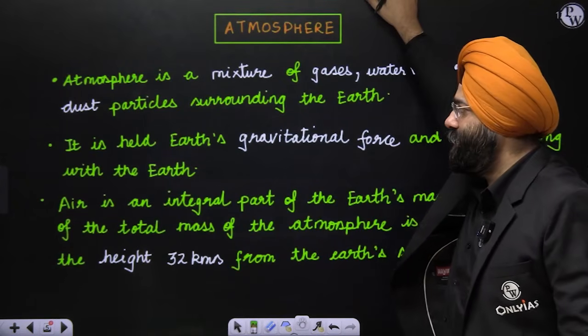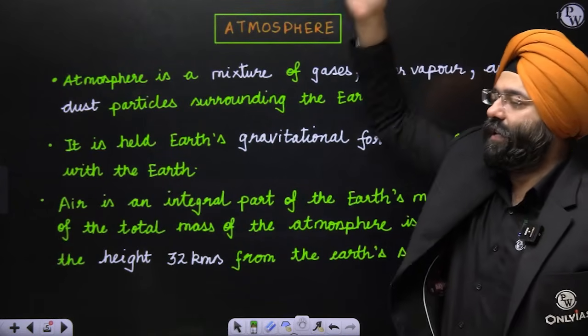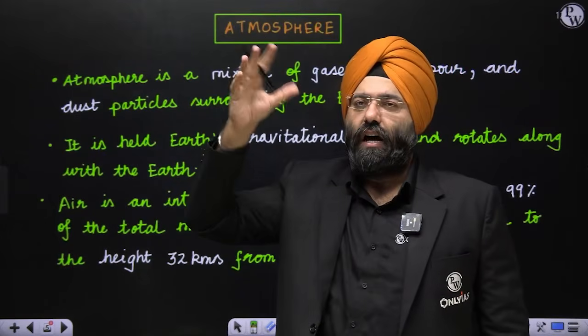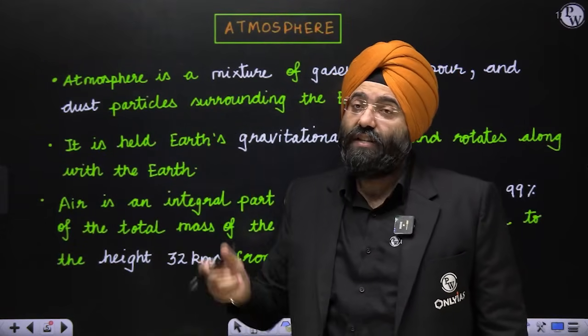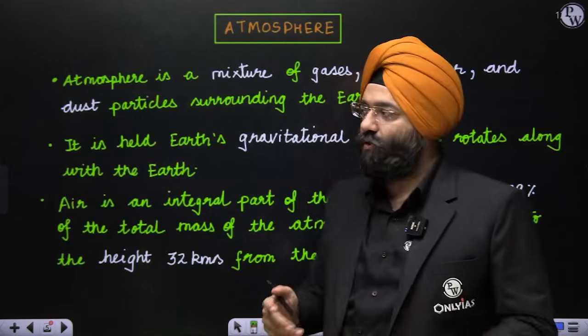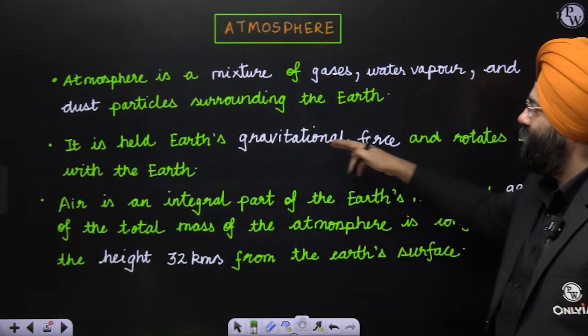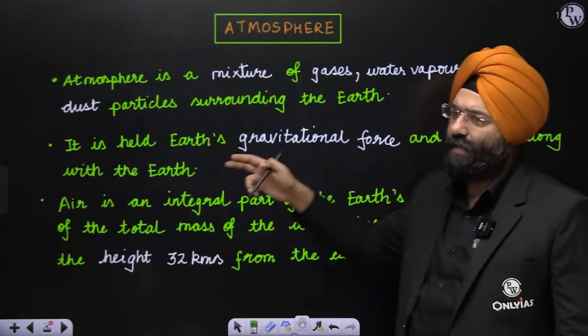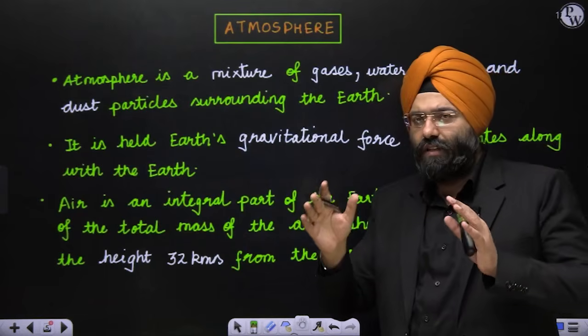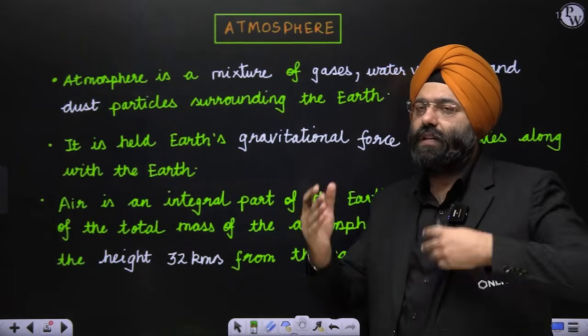Now, the question arises, sir, if these gases are surrounding the Earth's surface, how are they there basically? It is because of the gravitational force of the Earth. So, it is held by the Earth's gravitational force and rotates along with the Earth, because it is an integral part of the Earth's mass itself. The air is an integral part of the Earth's mass.